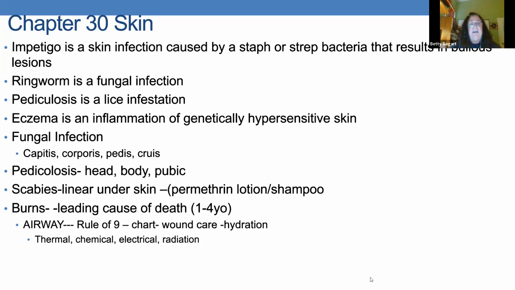Burns, leading cause of death, ages 1 to 4. Children like to play with things, or they like to get next to the stove and pull pots down. It could be thermal, chemical, electrical, radiation, pulling out electrical cords, etc. Remember the rule of 9, okay?